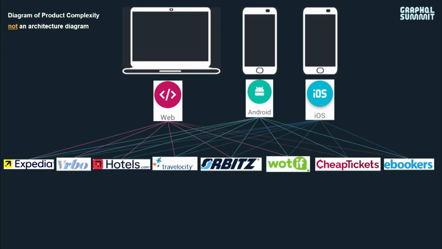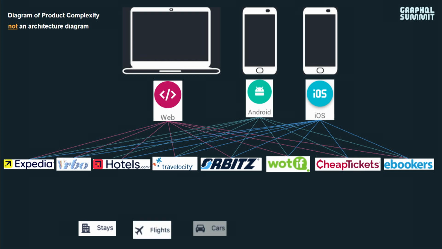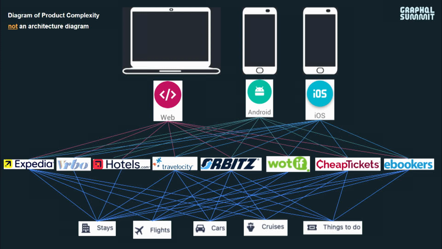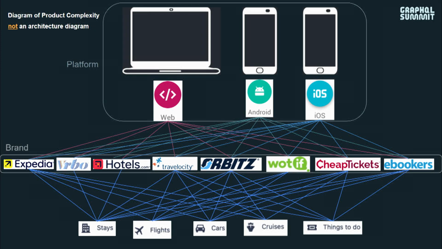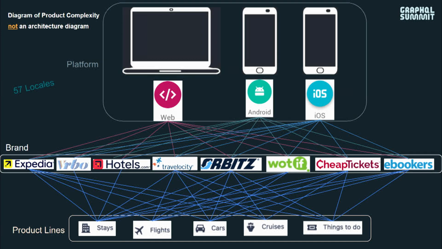If we go to, say, just the first brand, Expedia, what products does it have? Well, it has stays. This is like hotels and things. Stays, flights, cars, cruises, things to do. As far as I know, I'm not in product, we've got 5 products, not 1. And so these are the permutations that we're building. So we looked at platform, brand, and product lines. Finally, this is just kind of a curiosity, doesn't apply to our topics today, but this is also in 57 different locales. But what I want to highlight are those product lines. Keep in mind that there are 5 of them.